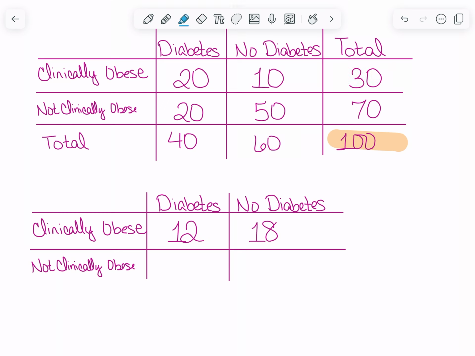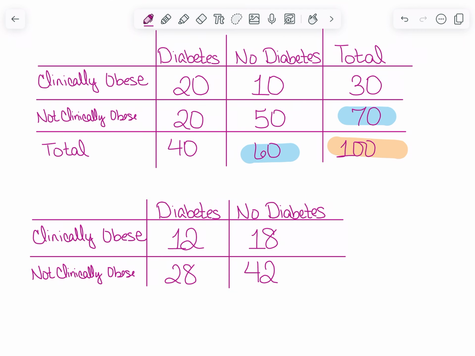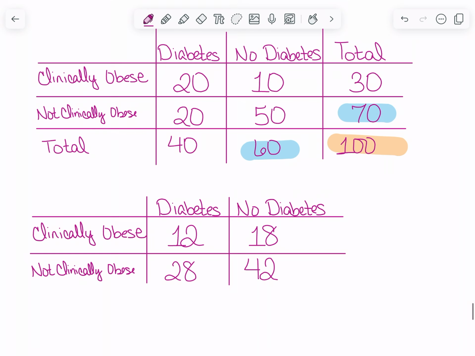Next up, the not clinically obese and diabetes. That row was 70 and the column was 40. So we need to do 70 times 40 and then divide by 100. I get the value of 28. Finally, my not clinically obese and no diabetes, that row was 70 and that column was 60. So we need to do 70 times 60 divided by 100. And when we do that operation, we get 42. So these are now my expected values.